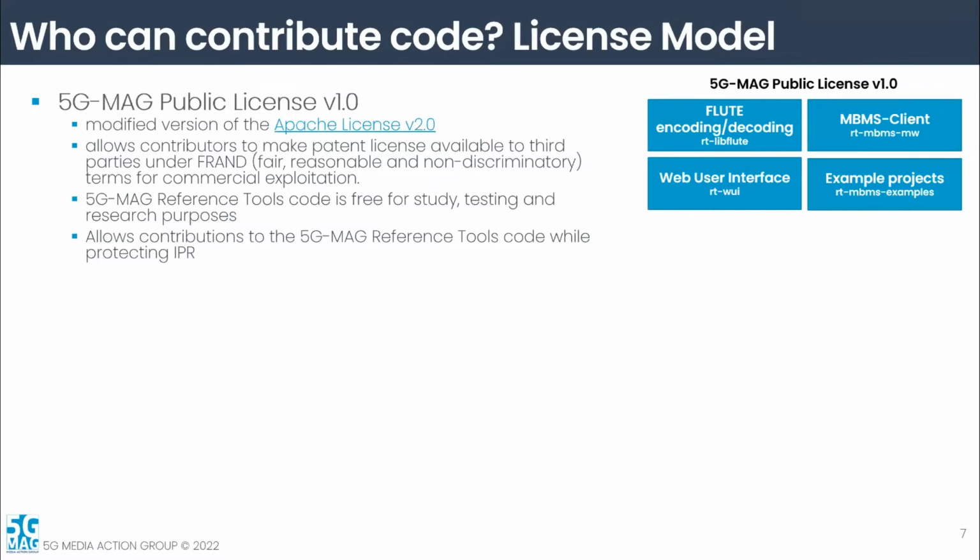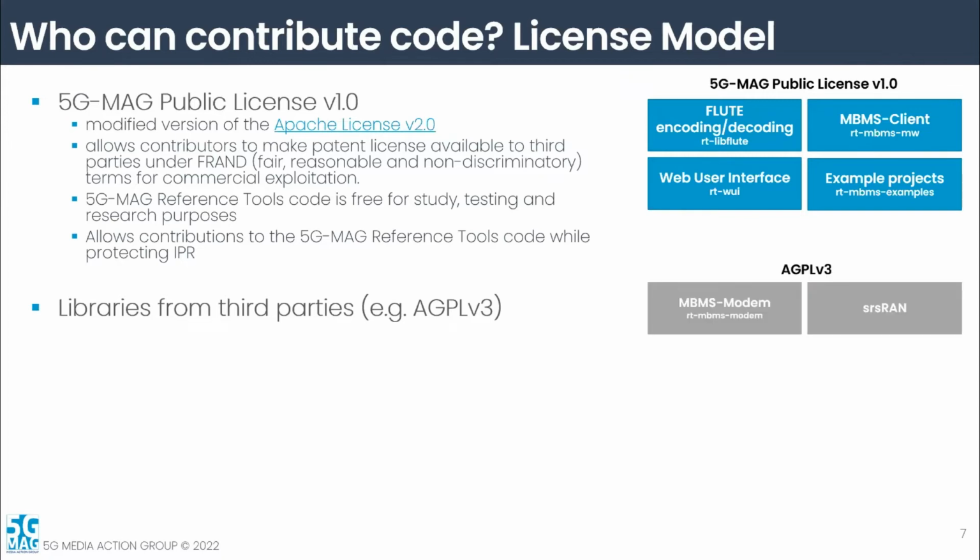We have 4 different repositories at the moment: the FLUTE encoding decoding library, the MBMS client, the web user interface, and example projects, which are under this 5G-MAG public license. We are also using other licenses for libraries from third parties. For example, the MBMS modem, which is based on the srsRAN, is under the AGPL version 3 license.